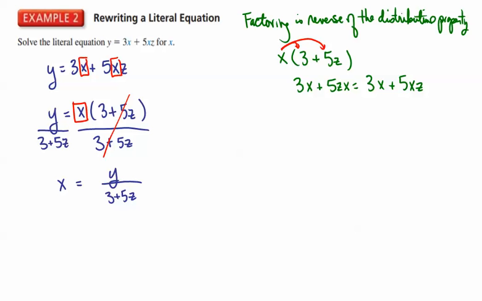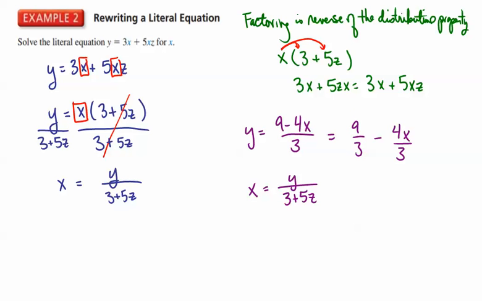Now, I do need to point out that unlike the previous example, and I'll call that up for a second, which was y equals 9 minus 4x over 3, unlike this example that actually can be split up into 9 over 3 minus 4x over 3. This example here cannot be split up, and I want you to pay attention to what makes it different and why it cannot be split up. So here we have x is equal to y over 3 plus 5z.